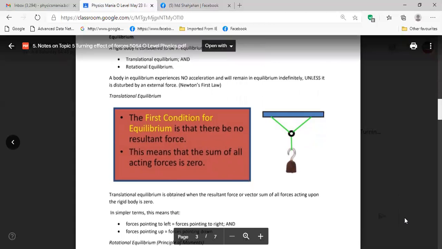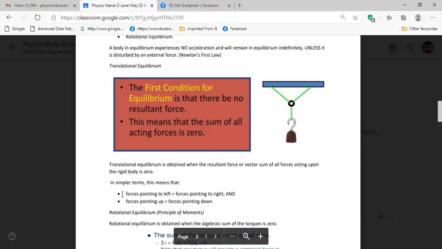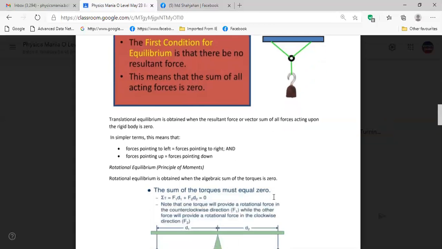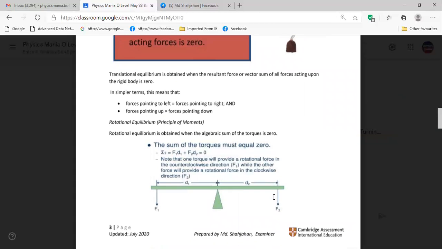And you mention this one, especially these two bullet points for translational equilibrium. Forces left, forces right are equal. Forces up, forces down are equal. And for rotational equilibrium, you write this one. You write simply that clockwise and anti-clockwise moments are equal. That's called rotational equilibrium.